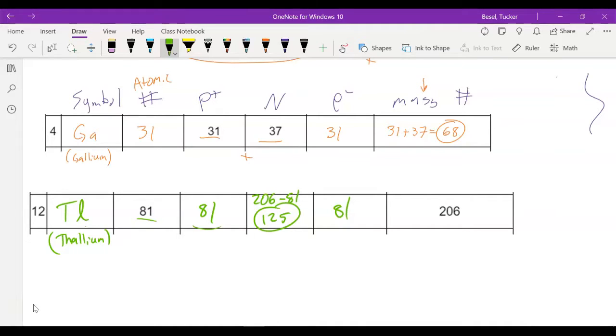The number of protons is 81 for the reasons we talked about before. This time it gave me the mass number, so I did my mass number minus my number of protons to get my neutrons. So I got 125 there. And then, neutral atom, so 81 electrons.